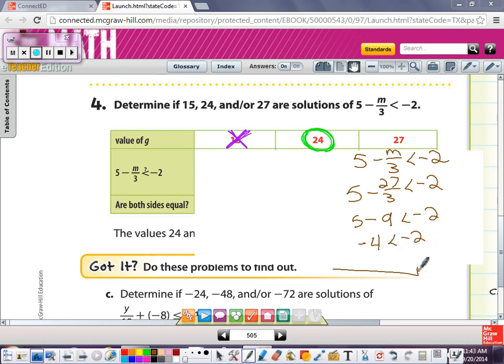We want to know, is negative 4 less than negative 2? Here's 0, 1, 2, 3, 4. So here's negative 2. Here's negative 4. Negative 2 is on the right of negative 4, so anything to the right is always bigger than what's to its left. So this is also a true statement.